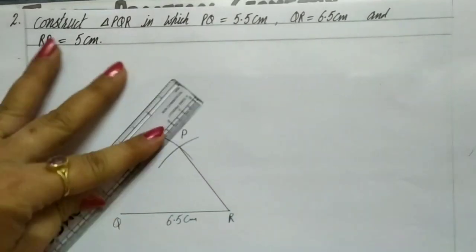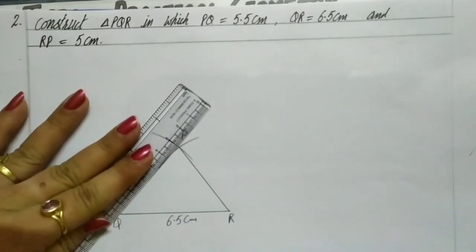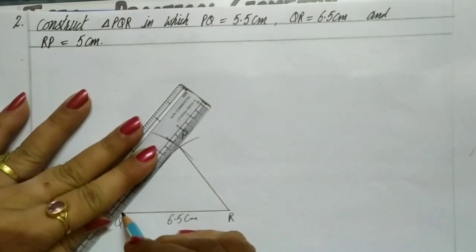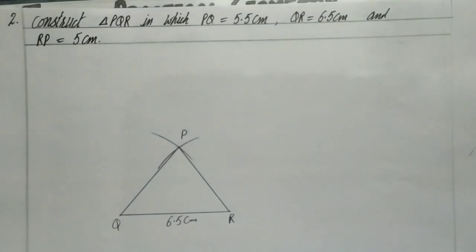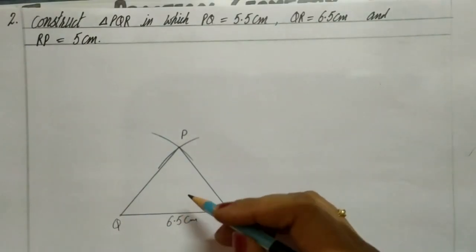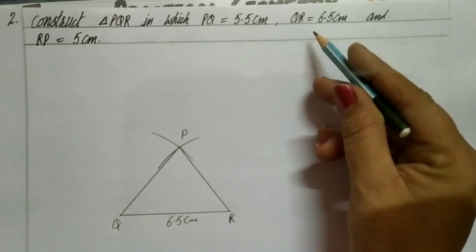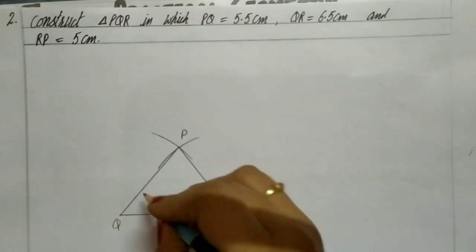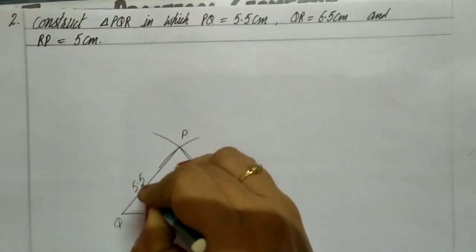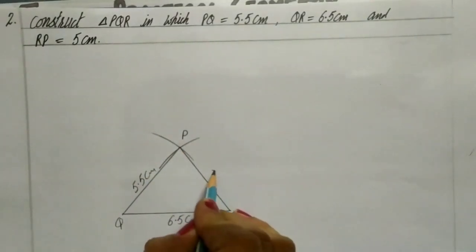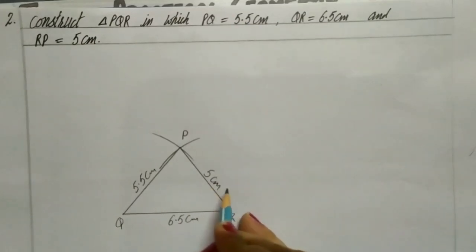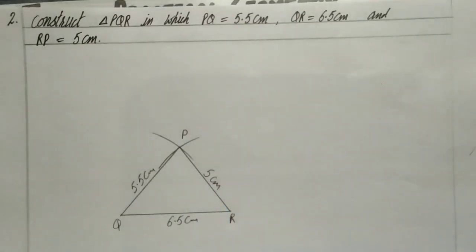Like this, and PQ. Don't forget to write down the measurement of each side along with it. So PQ is 5.5 centimeter and PR is 5 centimeter. So this is the triangle construction again on the same SSS criteria.